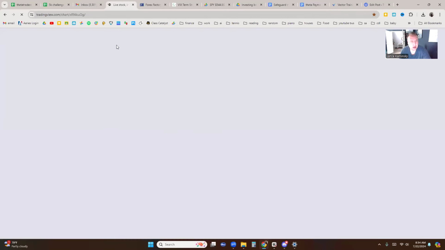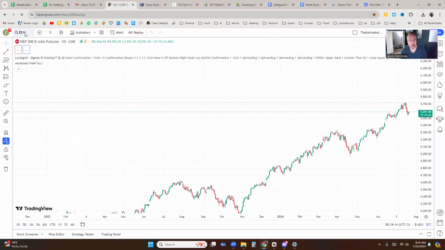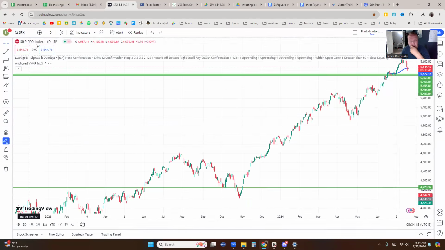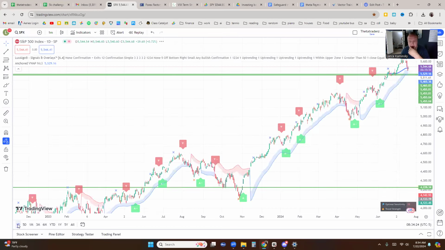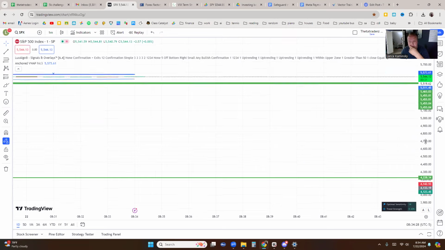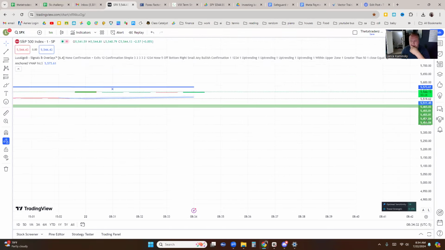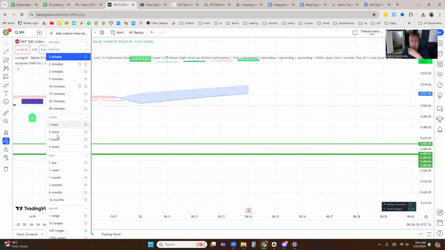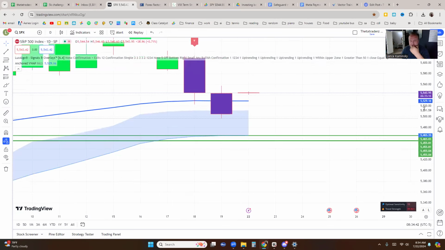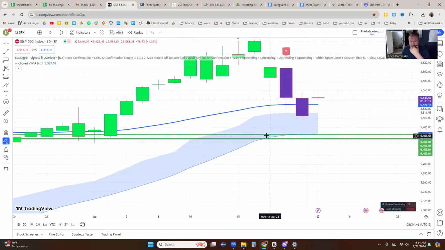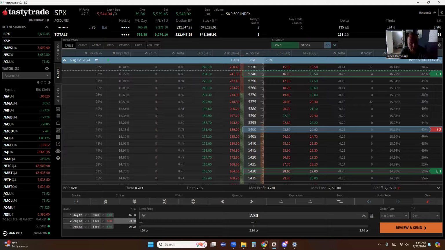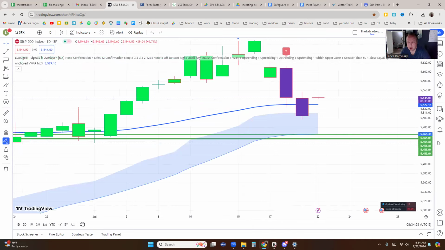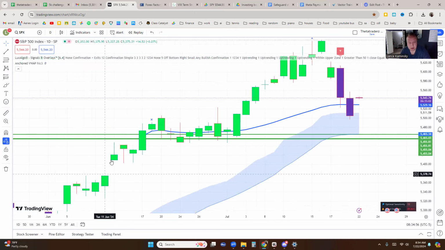You look at the market on the daily chart. I'm going to look at 5,400 down there. We're gapped. But if it fills the gap, then we're not good.